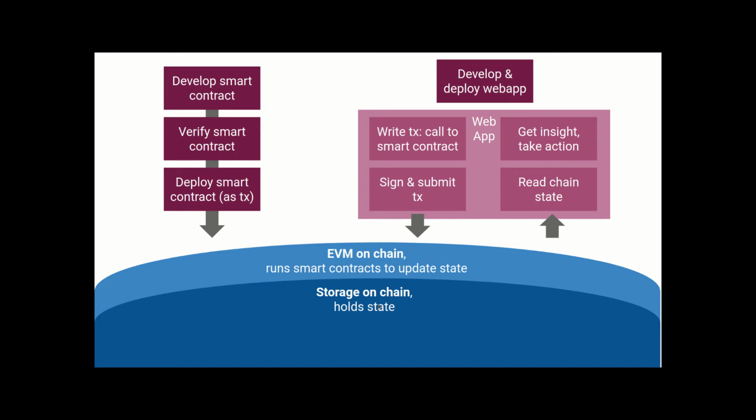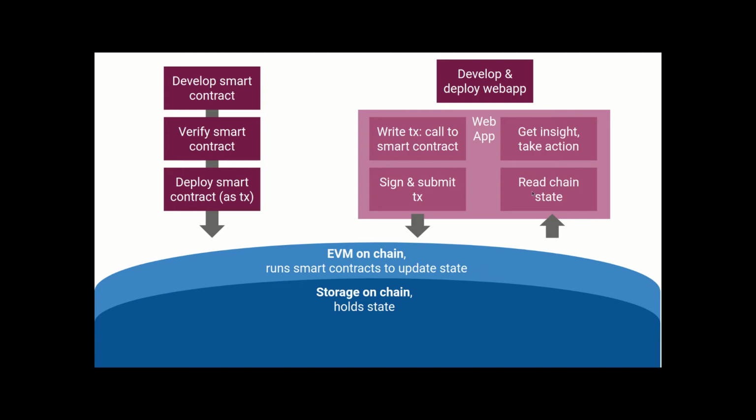But then if you want to use that, the main thing is you write a transaction, which is a call to the smart contract, calling some method in the smart contract, and then you sign that transaction and you submit it. Signing it means adding your private key to say, yes, this was me. And then that gets submitted to the chain and it runs, and the state gets updated according to the functions in the smart contract.